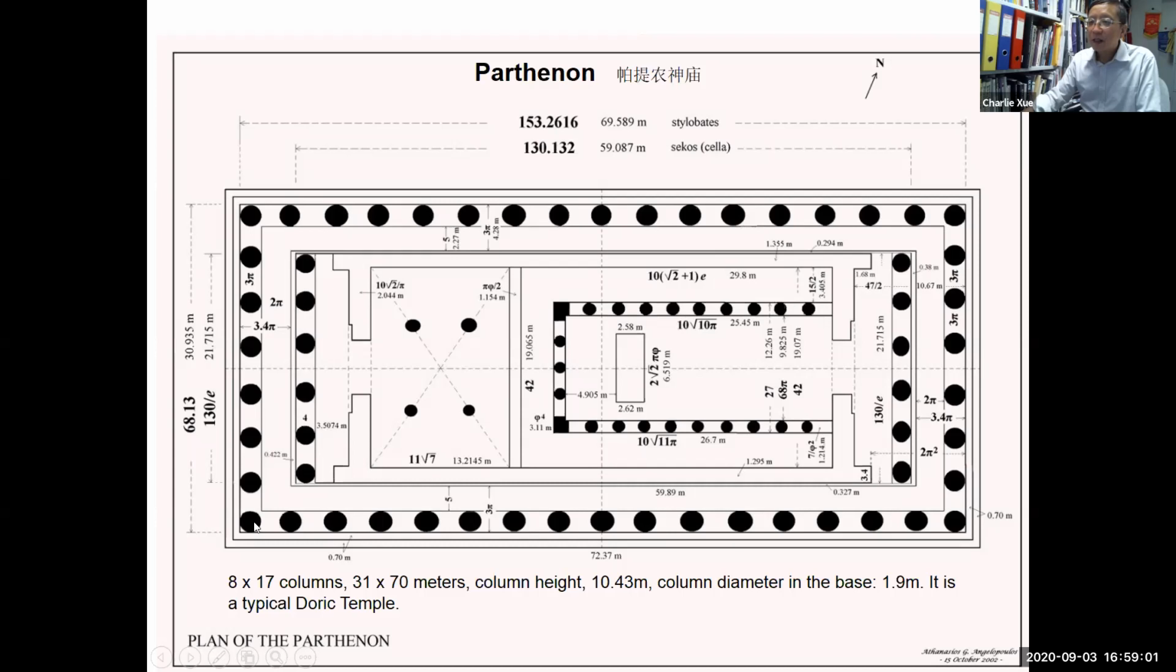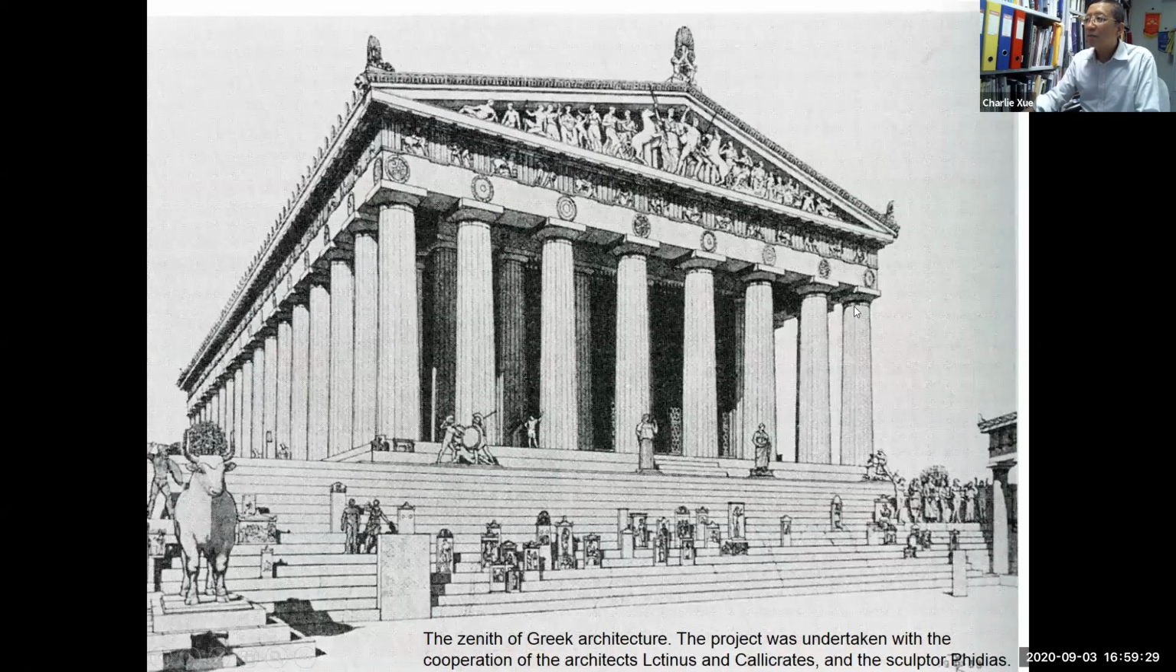So I count, this is 8 columns here, 8 by 17 columns, 31 meters. Oh, this is 31 meters, yes. This is 69 meters, sorry. That is the ancient dimension, 31 meters. 8 columns here, 17 columns here. Their distances are the same. Plan of the Parthenon. And that is the perspective drawing people draw, and what it looked like in ancient times.